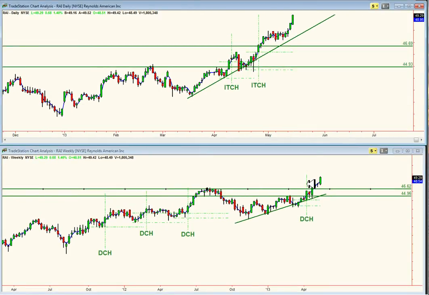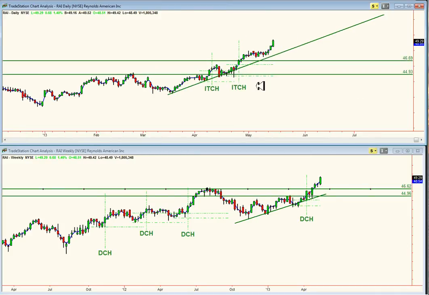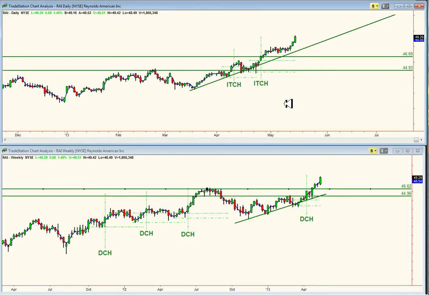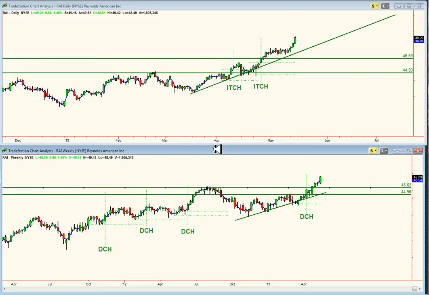We had this breakout here in April, came back, and what I prefer is for it to rest, even come back and test, which it did, then give us the itch, and that's the one that is much more effective. And again, itch is in the crosshairs. It corresponds with the DCH on the weekly. So you can see how RAI played out here.